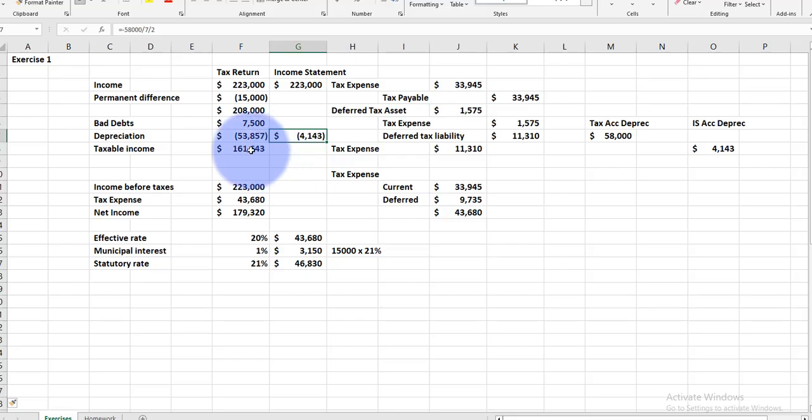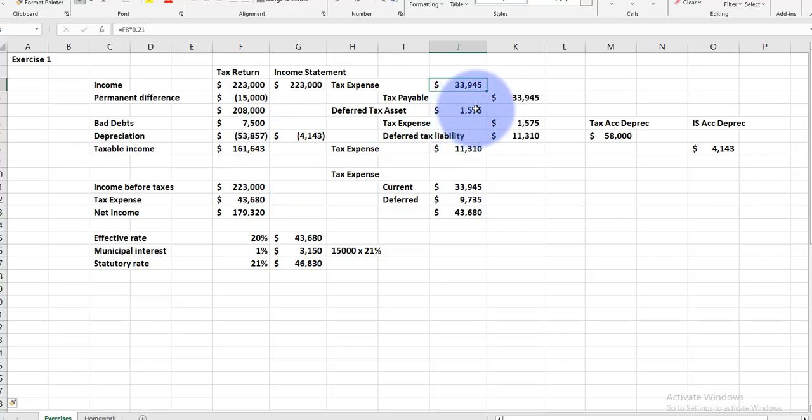Jumping in with the journal entries: taxable income times the tax rate, which is 21% for corporations, gives 33,945. Debit tax expense, credit tax payable. That's our current tax payable. That's what we're going to have to send in to the IRS based on our 2024 income.